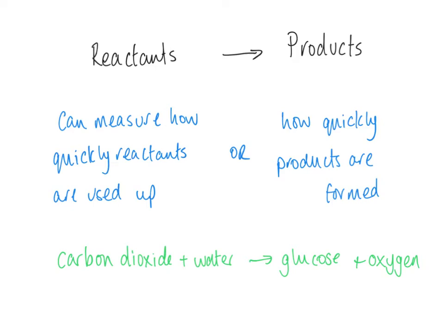You could indirectly measure the production of glucose by looking at the increase in biomass. So essentially by looking at growth and using that as an indirect measure of photosynthesis. But probably the most straightforward thing to do is to look at the rate of oxygen production.